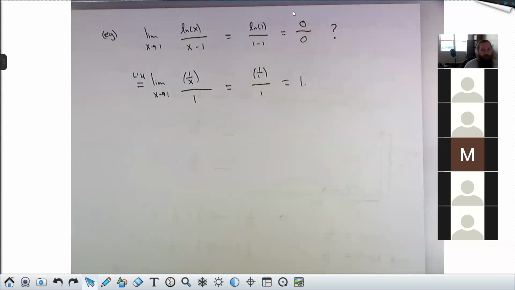So in the last example, 0 over 0 came out to -2. In this example, 0 over 0 came out to 1. You see what I mean by saying 0 over 0 is an indeterminate form? It could be anything. Just the symbols 0 divided by 0 aren't enough to tell you what this limit is.